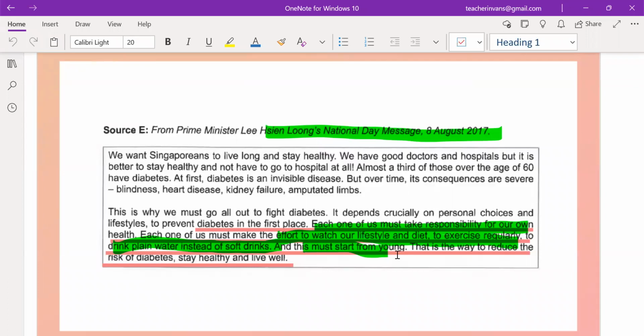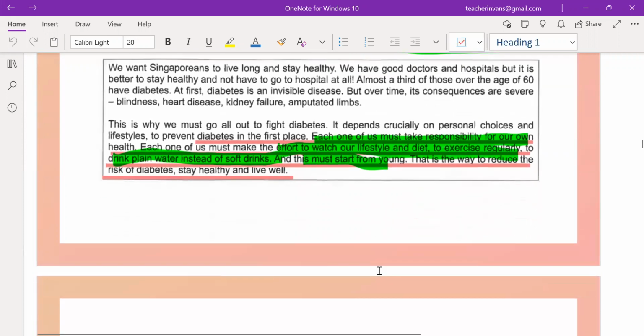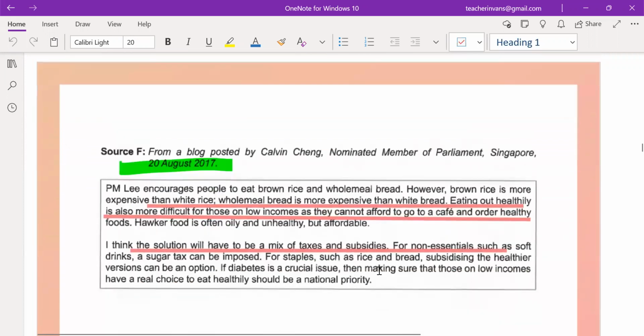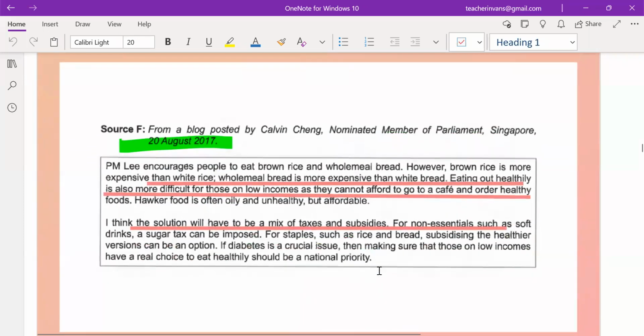They must go all out to fight diabetes, and definitely it is more of an individual kind of effort. Whereas in source F, let's take a look whether there are any surprises. Okay, and remember, I repeat, this is definitely a very clear response to source E.